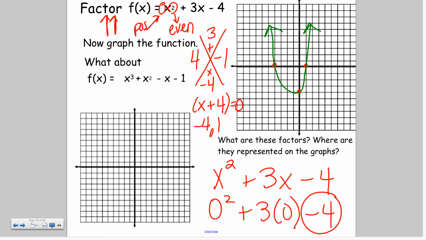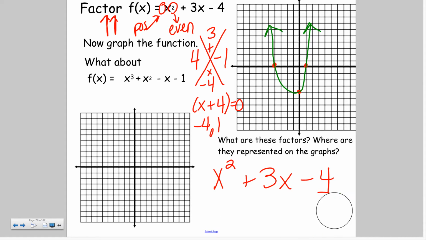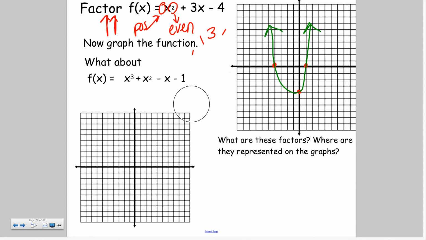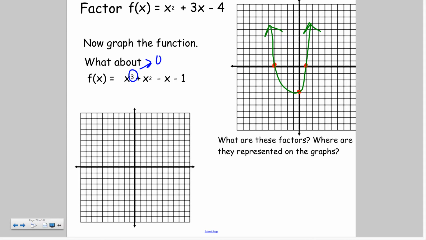All right, now I'm going to look at that second one. I'm going to erase this so I have some room. All right, so the next one, I'm going to go ahead, identify all my terms and stuff. I've got an exponent of 3, and that's odd, and it's positive. So that means I'm going to start low and end high. Now I'm going to find all my intercepts.